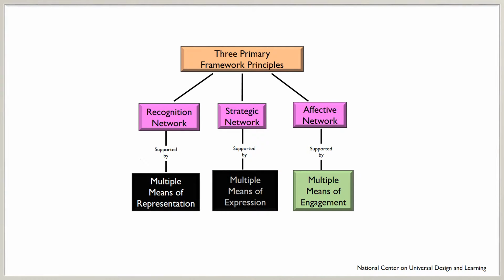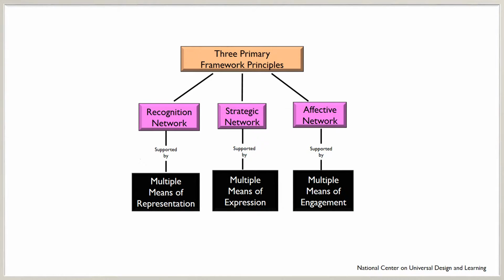Principle 2 is to provide multiple means of action and expression. Learners differ in ways they can navigate a learning environment and express what they know. Some may be able to express themselves in written text but not speech, and vice versa. Expression requires a great deal of strategy, practice, and organization, and it is essential to provide options for action and expression.